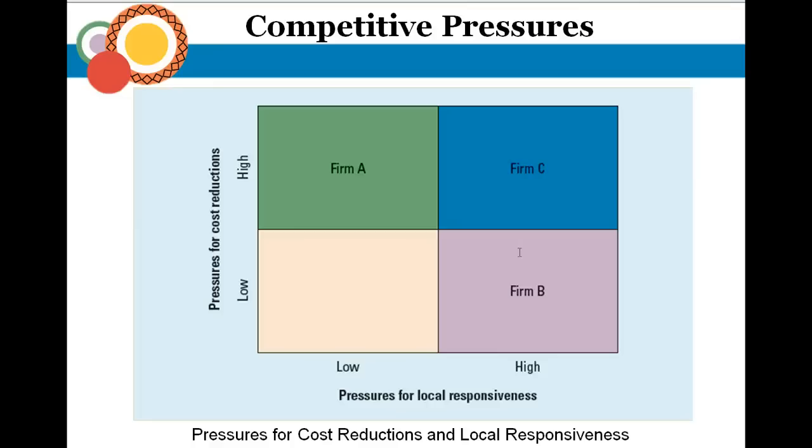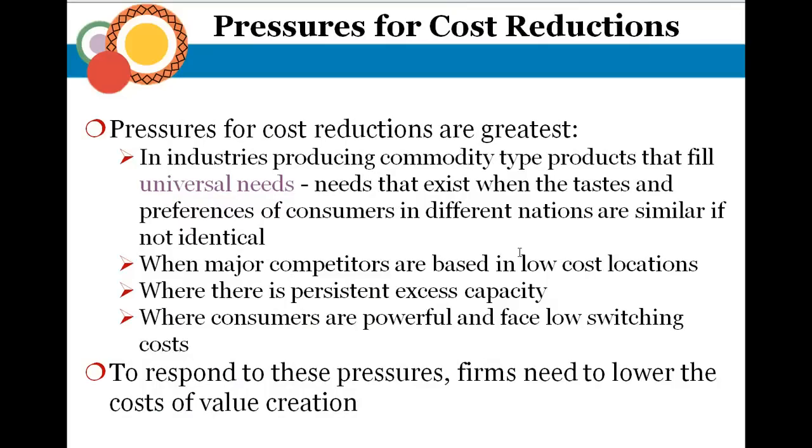So let's see. Okay, so here are some influences on cost reductions. Where major competitors are based in low-cost locations is a big one. Persistence of excess capacity, this is very big with memory chips. Where consumers are powerful and face low switching costs, such as with something like pens, it's a very low cost to switch between pens.